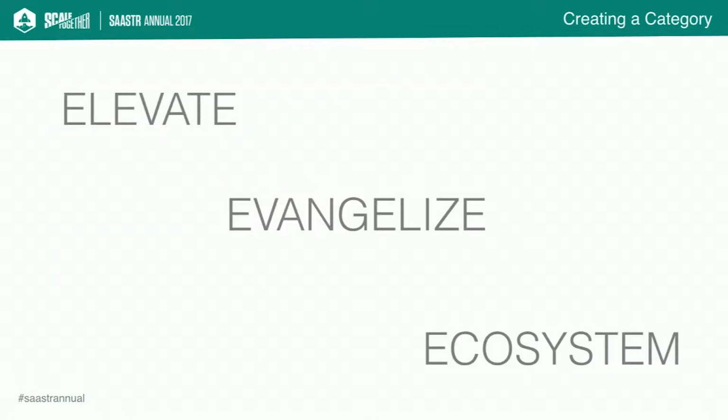So, what are the key lessons around creating a category? How do you go about doing it, and what can we learn from some of the predecessors before us? Really, three things I want to talk about today. First is elevate your message. Second is get others to evangelize. And third, build out the ecosystem and get the ecosystem behind the category. Let me start with elevate.